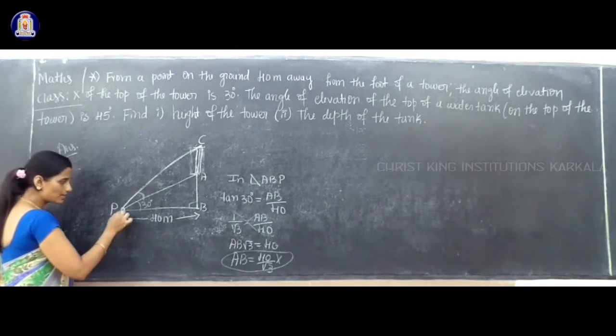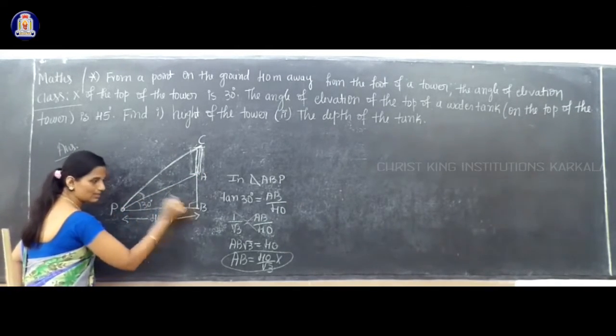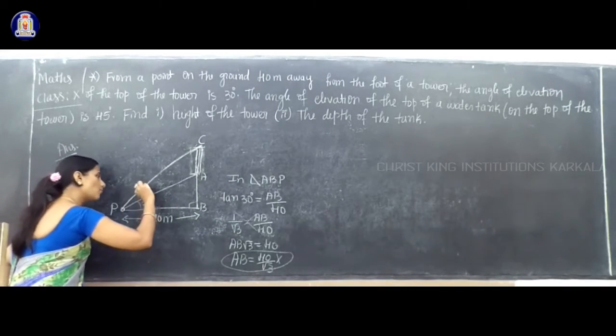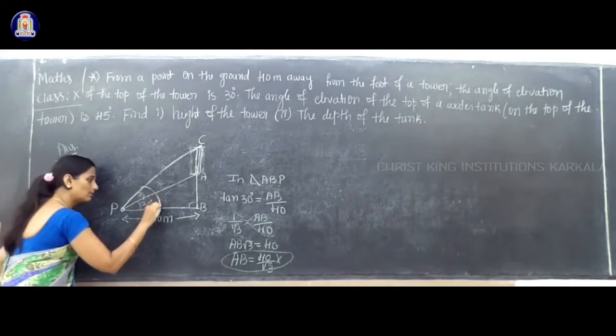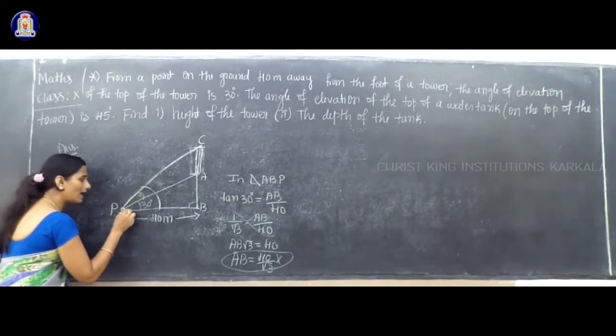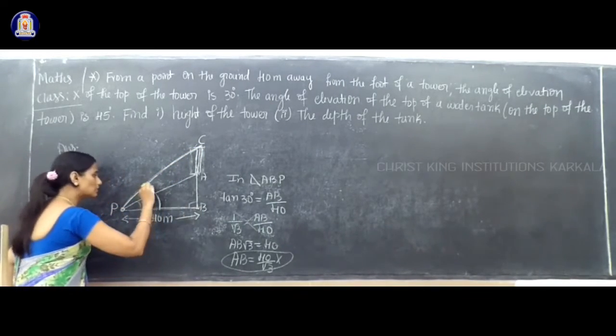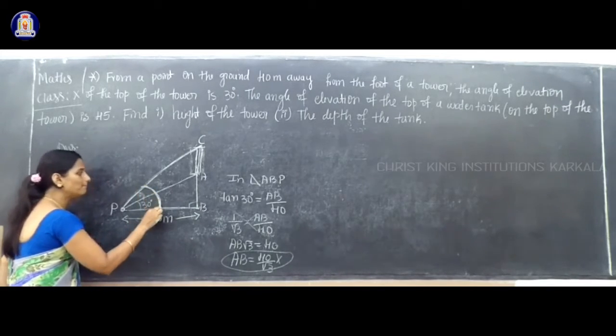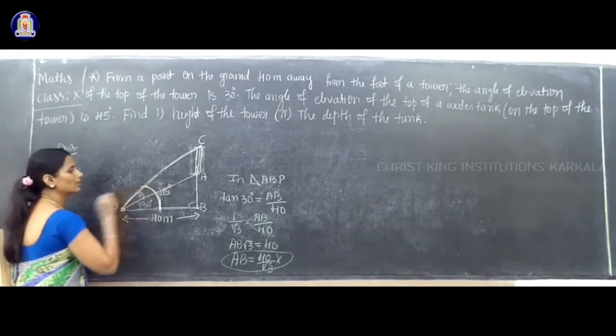So now 45 degree, what? This is your horizontal line, right? So 45 degree is what? This total is 45 degree. That means between the line of sight and the horizontal line. So this angle is what? This complete angle is 45 degree.